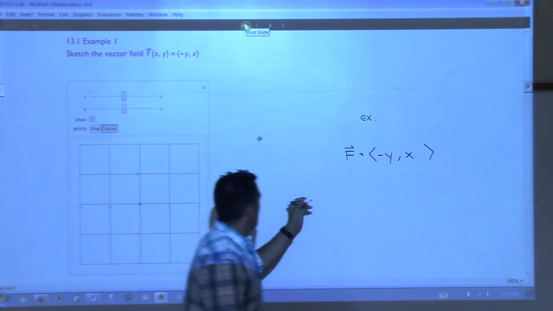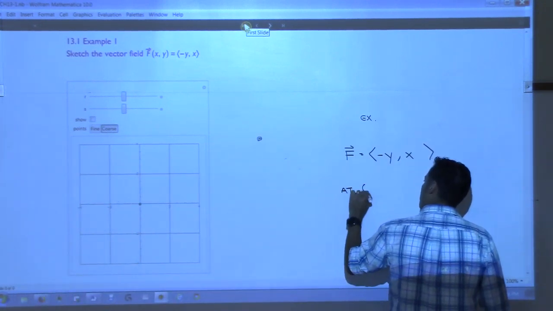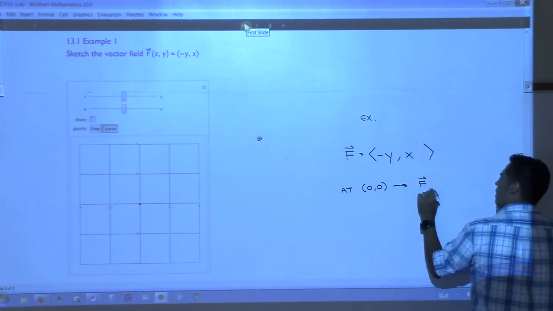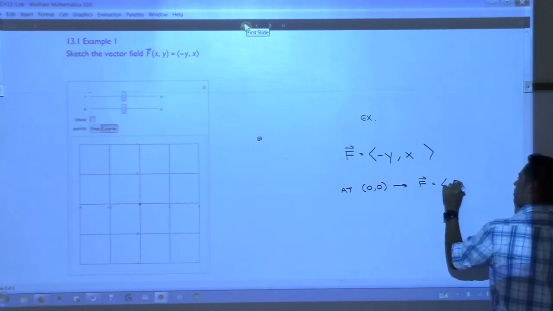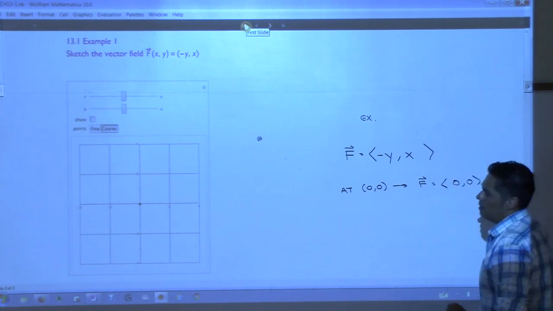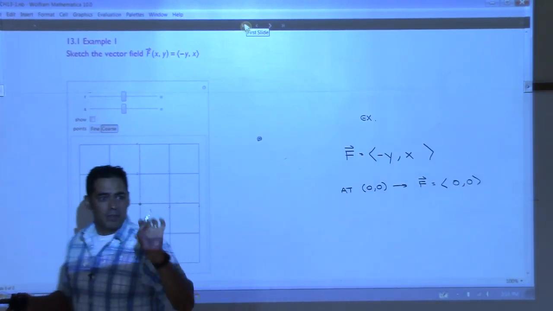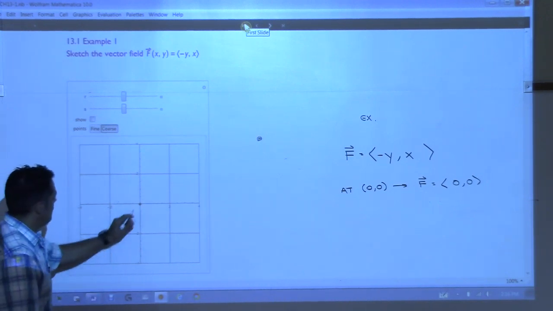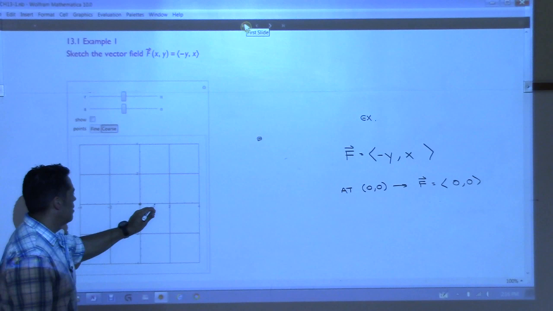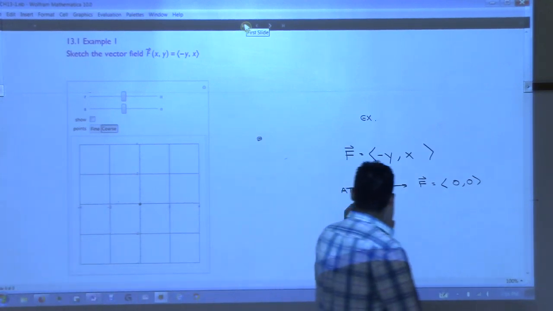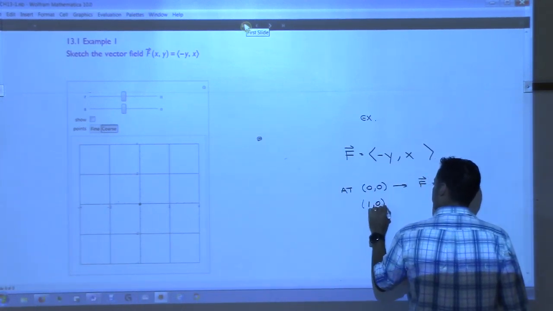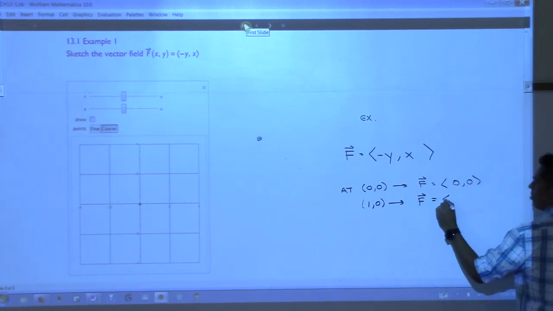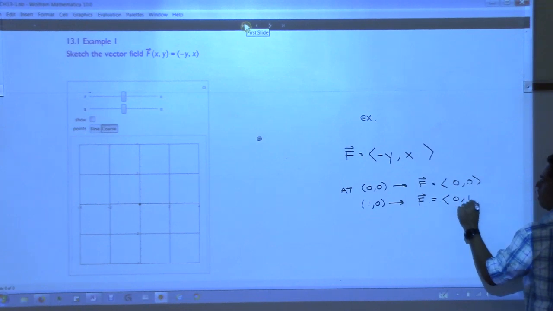At the origin, the point (0, 0), the vector field is going to be equal to the vector ⟨0, 0⟩. So there's really no vector there. It's just a point, if you wish. How about if we go to the right, to the point (1, 0)? What would be the vector at (1, 0)?